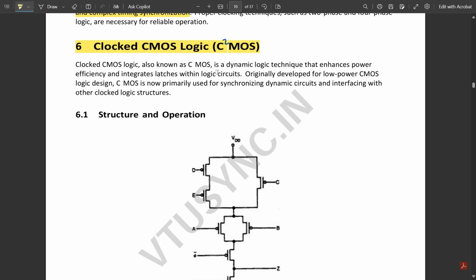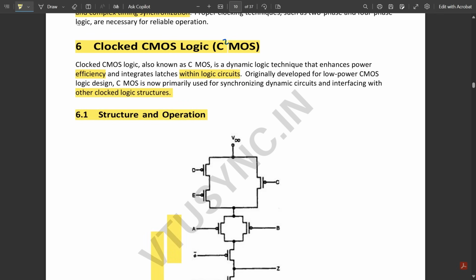C square MOS is a dynamic logic technique that enhances the power efficiency. Here, in this case of clocked CMOS logic, the power efficiency is enhanced and it integrates latches within the logic circuits. Originally developed for low power CMOS logic design, it is now primarily used for synchronizing dynamic circuits and interfacing with other clocked logic structures.